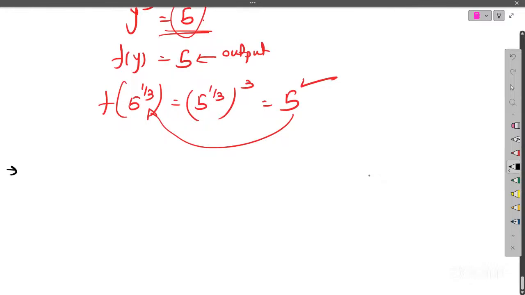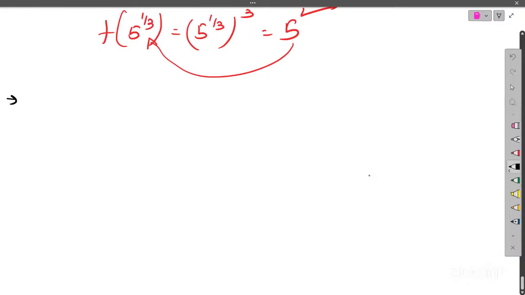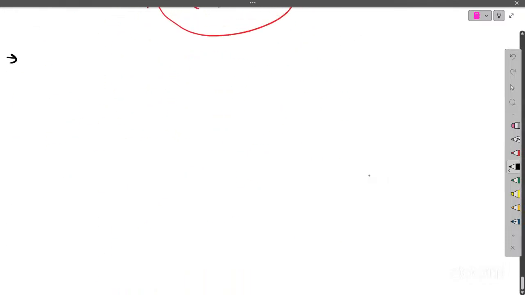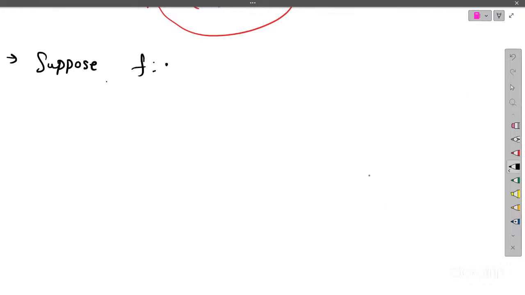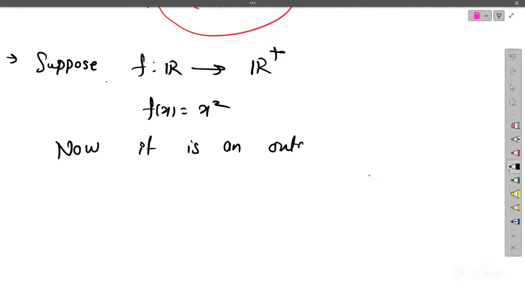f of x equals x square is neither onto nor one-one, correct. But we can make functions onto. As you learned in week 6 when we defined logarithm, we restrict the codomain. So I can make f of x equals x square an onto function. Suppose f is a function from real numbers to positive real numbers only, defined by f of x equals x square. Then now it is an onto function, because I restricted the codomain.